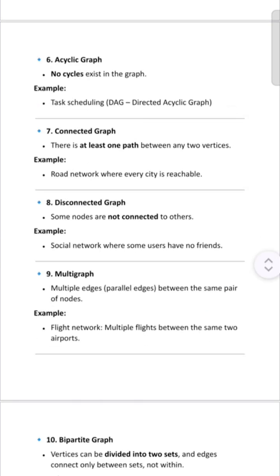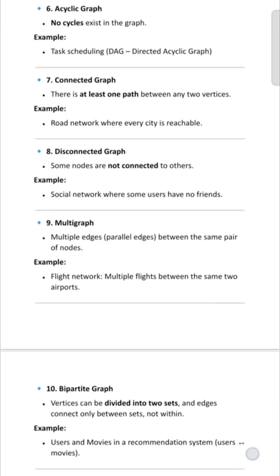So next type is acyclic graph. No cycle exists in the graph. For example, task scheduling, DAG, that is defined as directed acyclic graph. It cannot follow a particular cycle. It is non-cyclic. So next type is connected graph. In a connected graph, there is at least one path between any two vertices. Example, road network where every city is reachable.